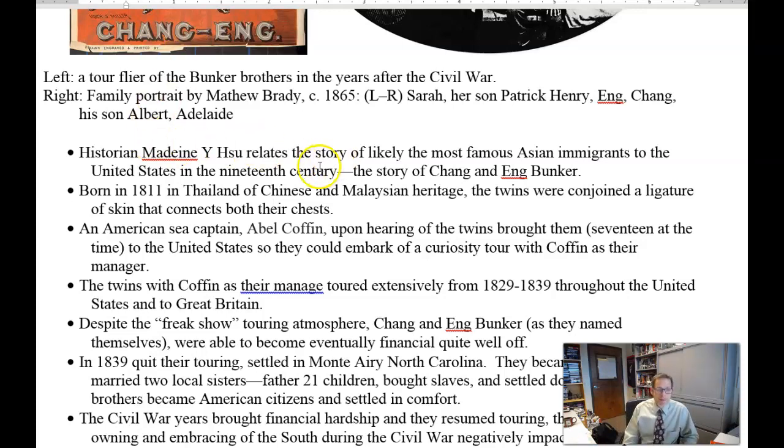Now, an American sea captain, whose name was Abel Coffin, though you don't need to know that, heard of these two twins while in Thailand. They were 17 at the time. He decided this would be a real money-making opportunity for him, coaxed their mother into letting them go, and brought them to the United States. And then he toured extensively with the twins from 1829 to 1839. See, a 10-year time period.